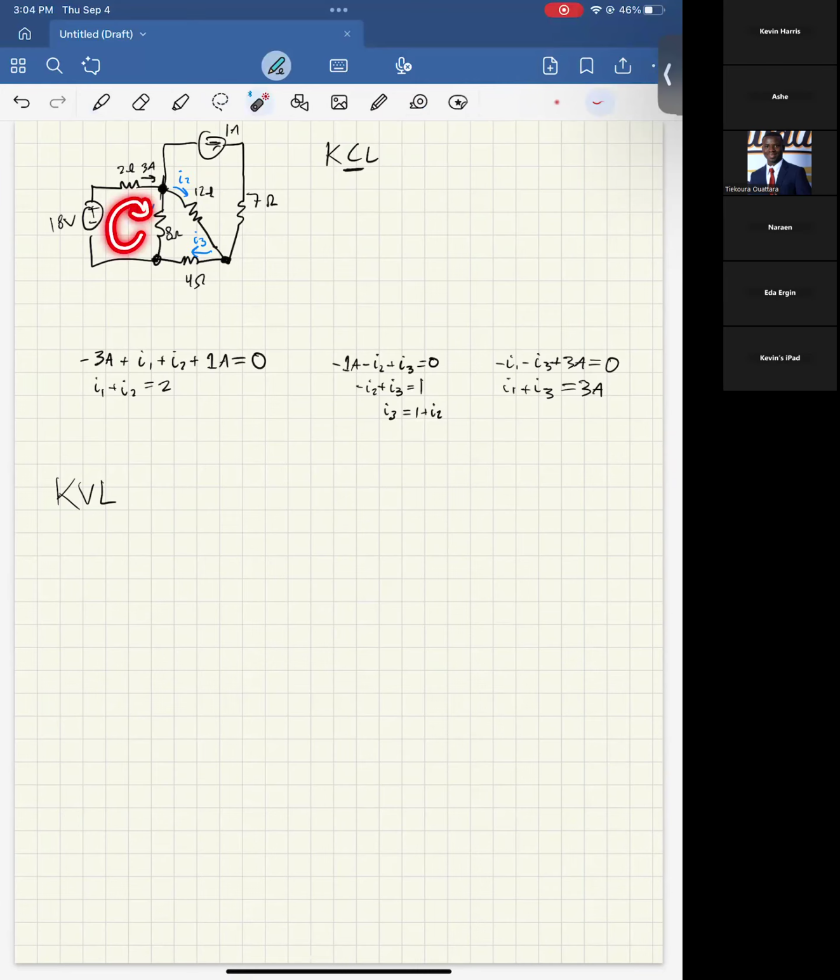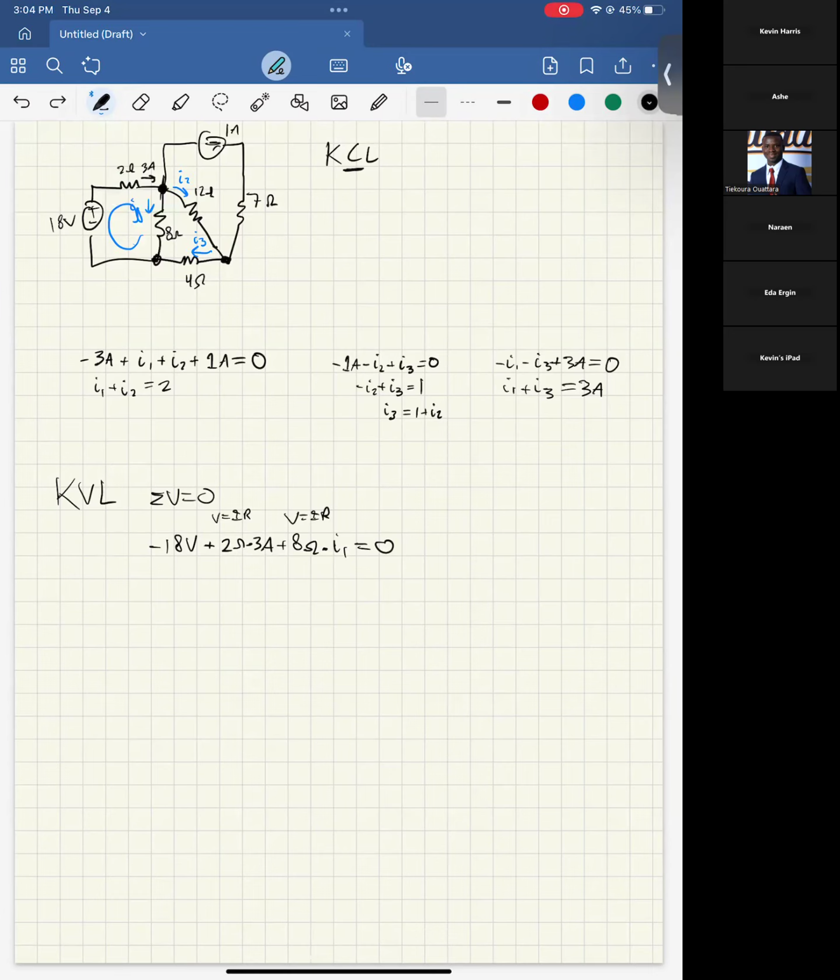So if you have a KVL loop here, that's saying that the sum of all voltages equals 0. If we define our loop going that way, we would have negative 18 volts plus 2 ohms times 3 amps plus 8 ohms times I1 equals 0. These are both V equals IR to get voltages, where we have our current and our resistance. That would be for this resistor and this resistor.